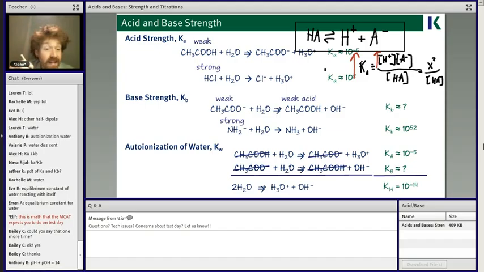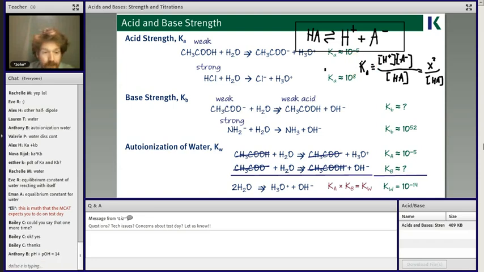So just as Anthony says, any pH plus any pOH equals 14, and any Ka times any Kb, as Nava is saying up top right there, is going to be equal to Kw. And so the cool thing is, if you know the Ka of acetic acid, you can solve for the Kb of acetate. So let's do that. If we know acetic acid has a Ka of 10 to the negative 5th, what is its conjugate base acetate's Kb?